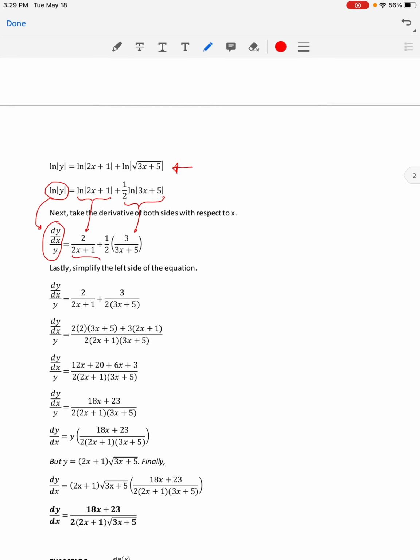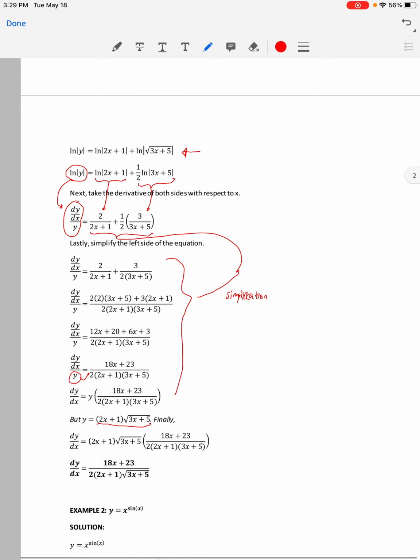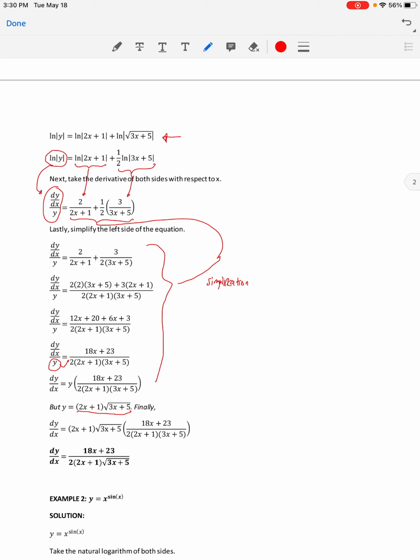From there, you simplify this side of the equation. Simplification and all. So to evaluate dy over dx, it should no longer stay on that side, so we transfer it to the other side. Then we bring it back to its original form, so 2x plus 1 times the square root of 3x plus 5. Then, after a series of simplification, we get our final answer.